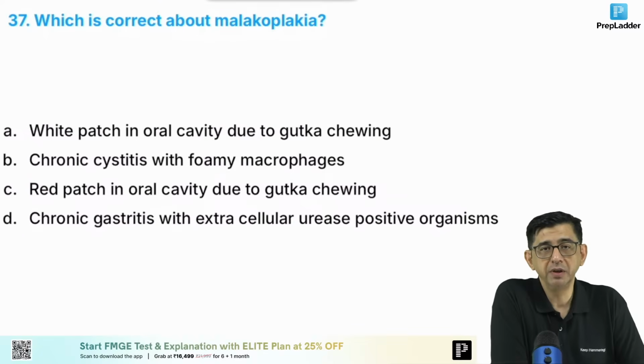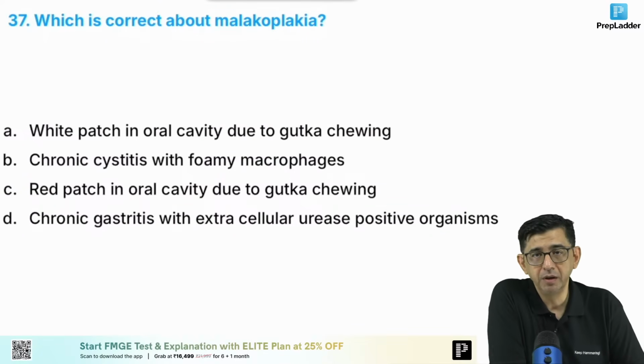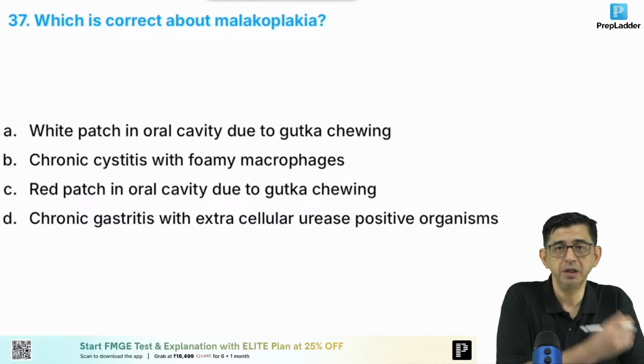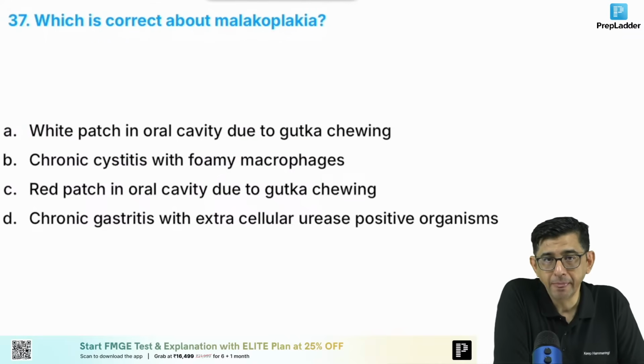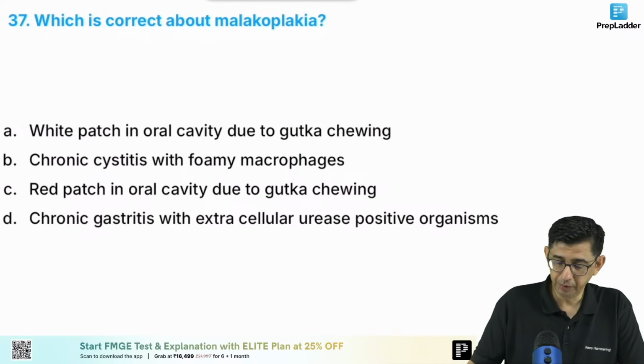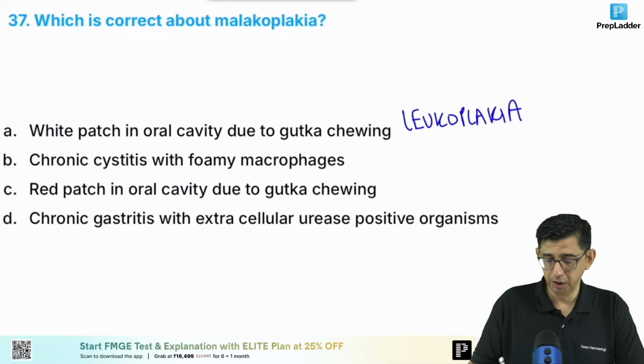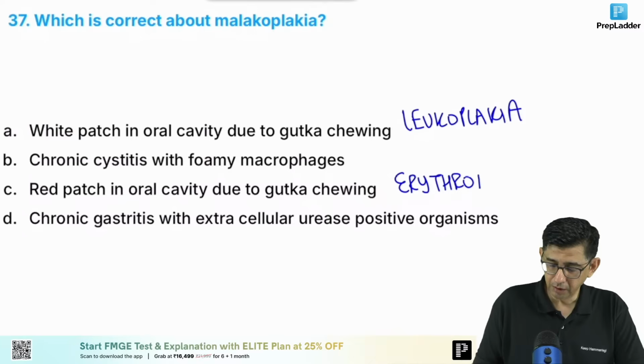Moving to 37, what is correct about malakoplakia? Normally we read about leukoplakia and erythroplakia in the oral cavity. If a person is having a white patch in the oral cavity, he is always going to be chewing gutka and pan masala, leukoplakia. If there's a red patch present, that's going to be erythroplakia. But malakoplakia occurs in the urinary bladder.